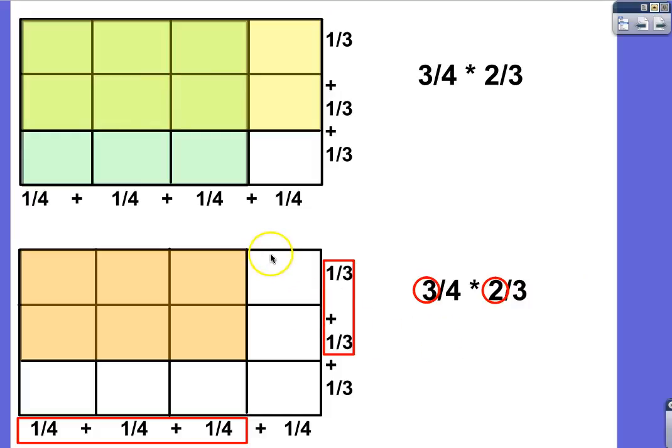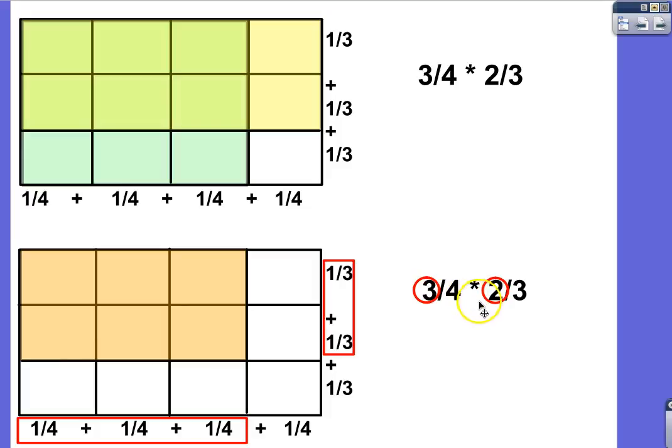Again, I've got a 12 section shape and I'm looking at my thirds sections and I want to shade in 2 of the 2/3. So I've got 1 and I have 2. And then I want to shade in 3 of the 3/4. So I have 1, 2, 3. And I've got my 2/3 and I've got my 3/4. And altogether I have 6 out of 12.